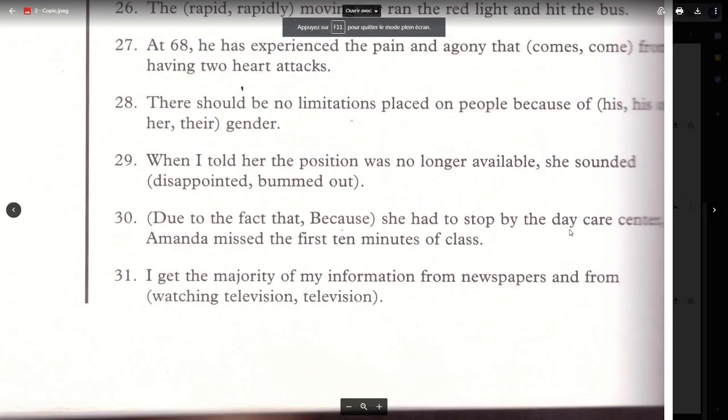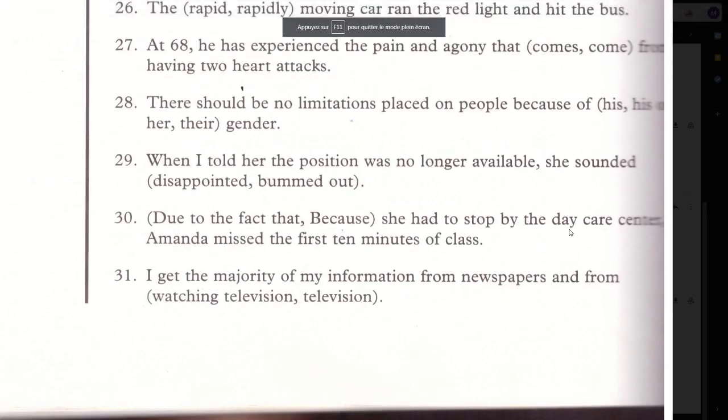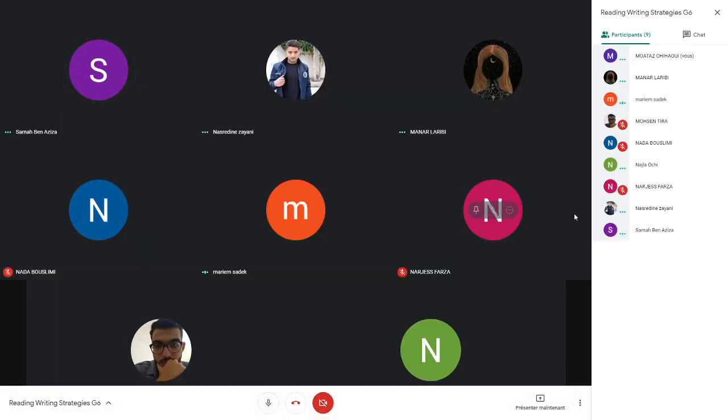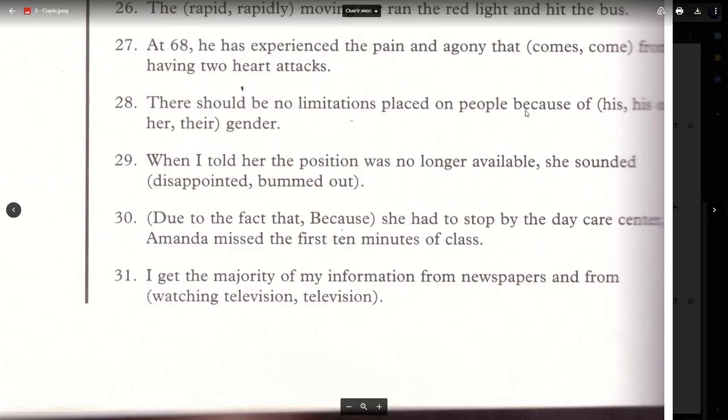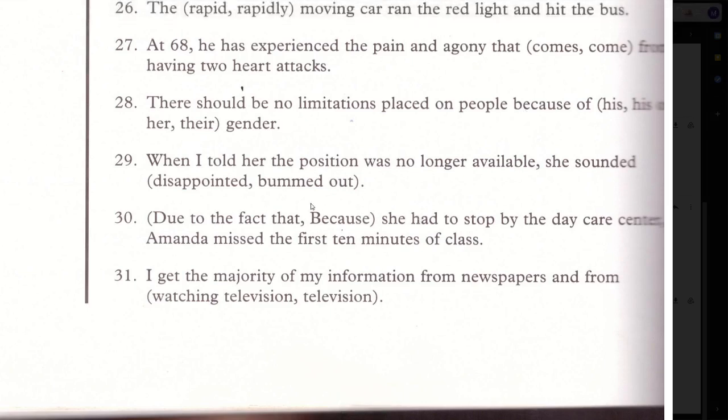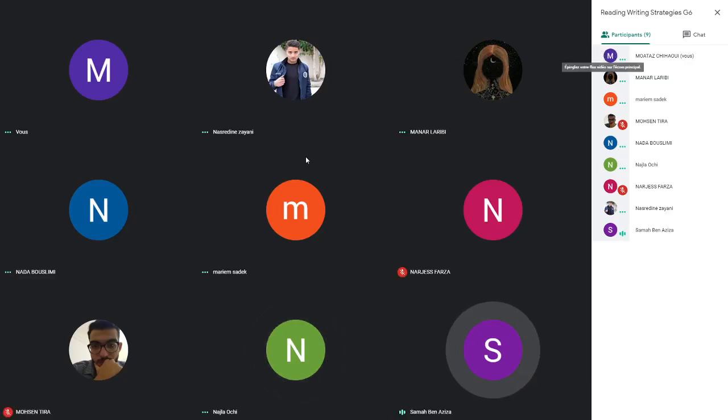Did you hear her answer? She said yes, formal. Yes. Okay, correct. You're correct. Good. Next. I get the majority of my information from newspapers and from television, because here you take the majority of your information from newspapers and television, because you already have a package with some newspapers and television. Yes. Next, 32.